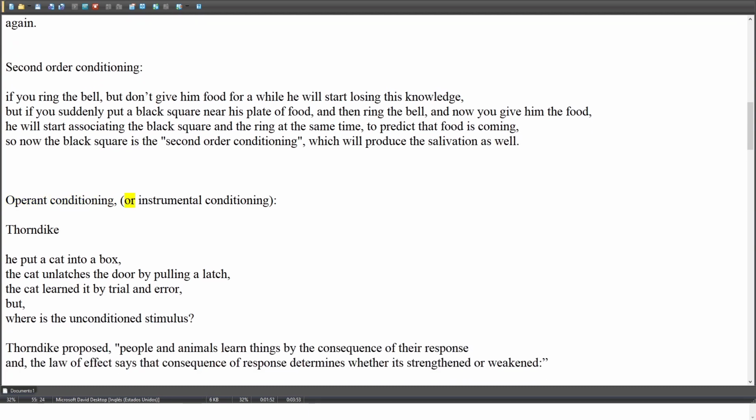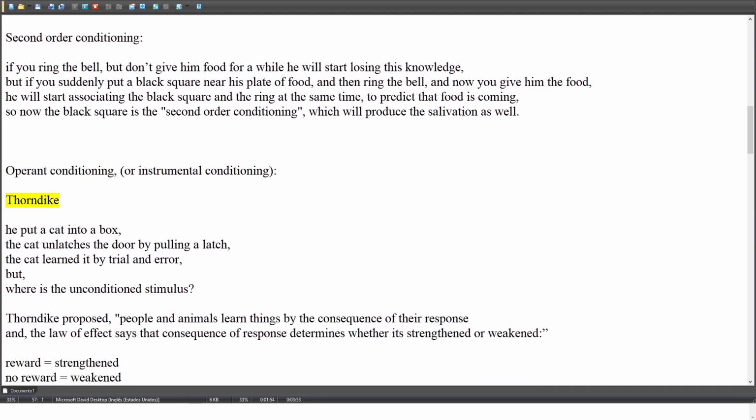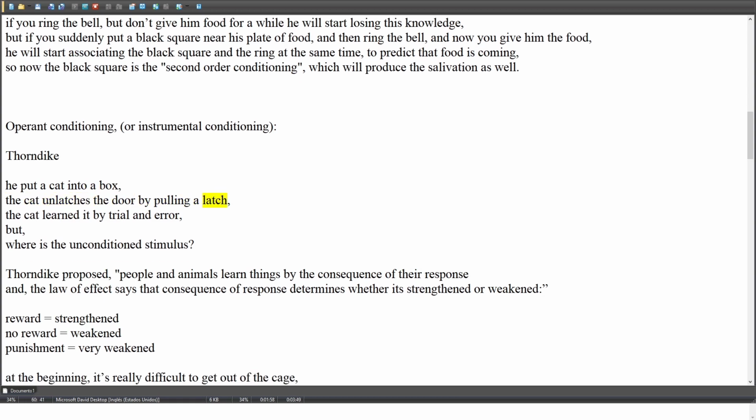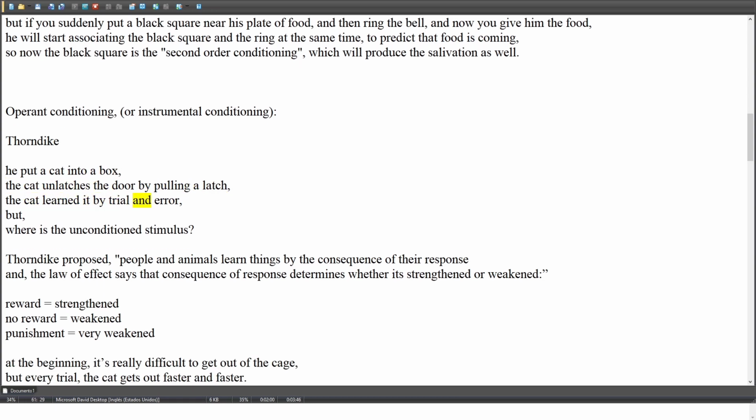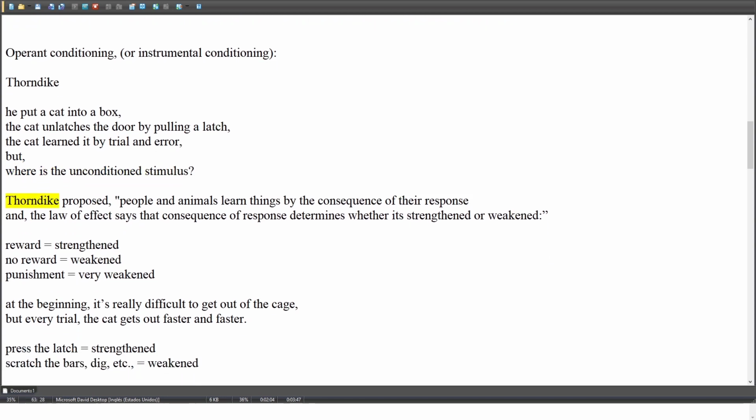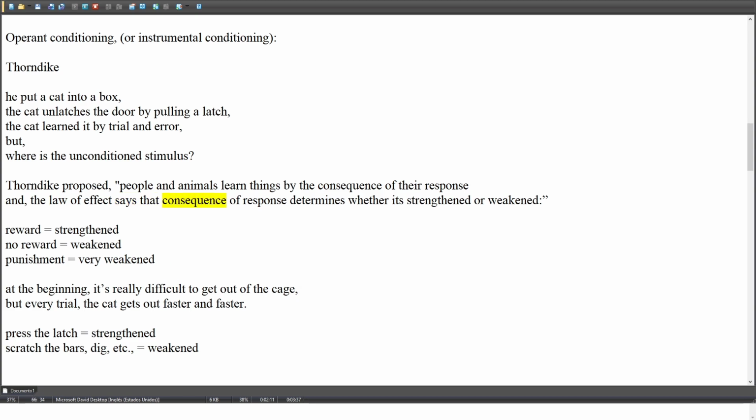Operant conditioning, or instrumental conditioning. Thorndike. He put a cat into a box. The cat unlatches the door by pulling a latch. The cat learned it by trial and error. But, where is the unconditioned stimulus? Thorndike proposed that people and animals learn things by the consequence of their response. And the law of effect says that the consequence of a response determines whether it's strengthened or weakened.